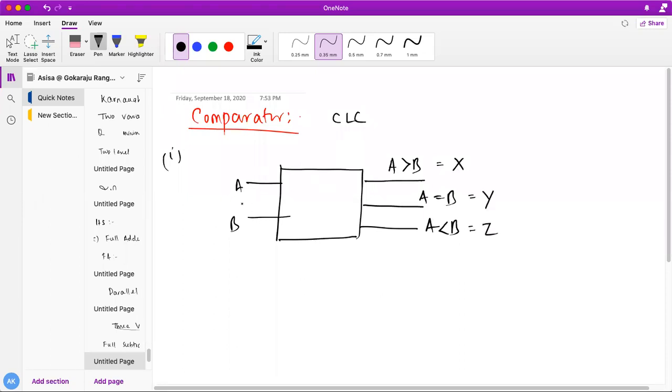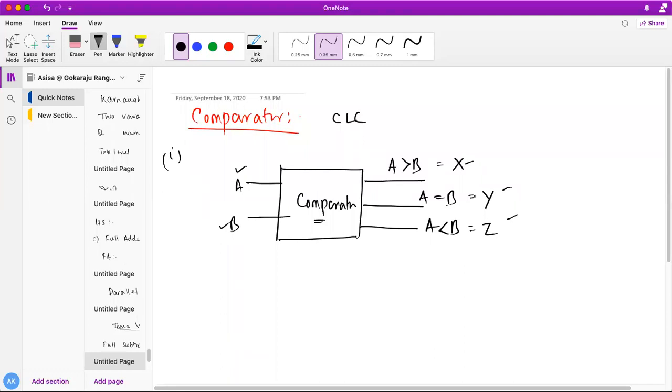Three outputs. So first, for designing any combinational logic circuit, you need to identify how many inputs and outputs are required. The number of inputs required for the comparator is 2 inputs and 3 outputs, X, Y, and Z. Understand? Or any doubt, students, please let me know.